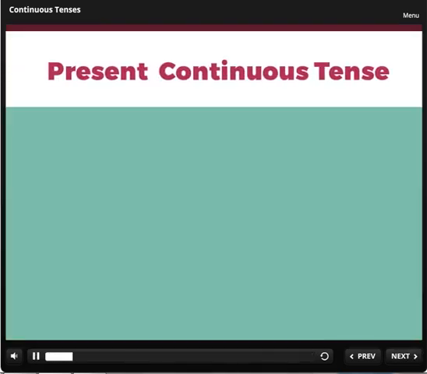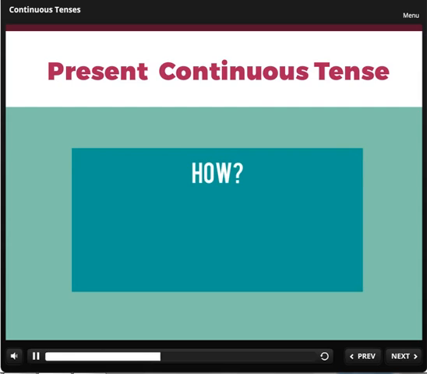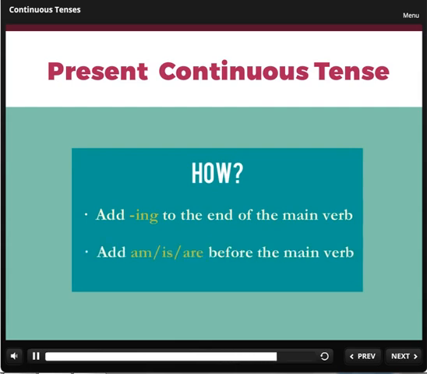Present continuous shows ongoing actions that are happening in the present. We form present continuous tense by adding ing to the end of the main verb and then writing am, is, or are before the main verb.